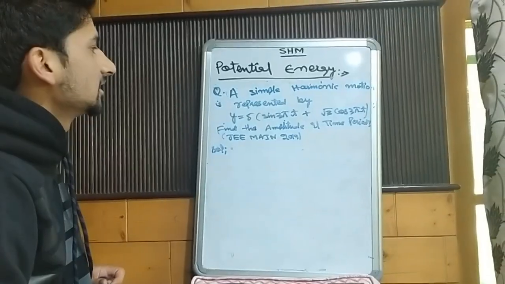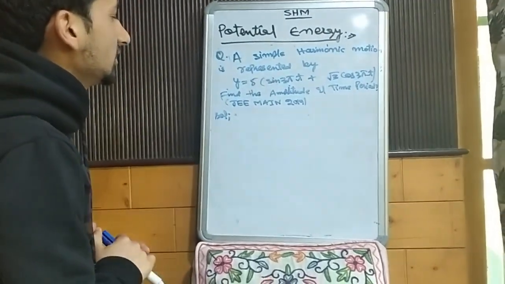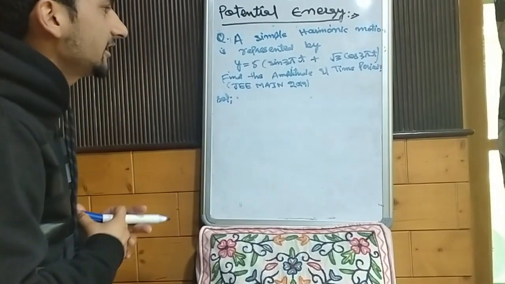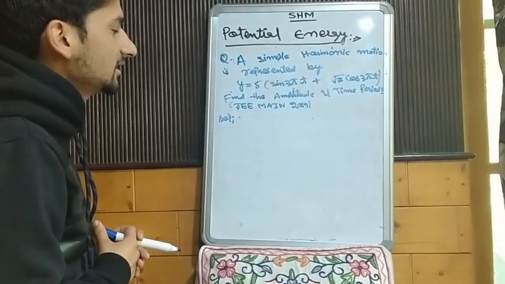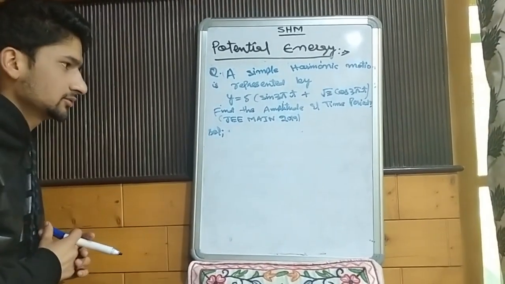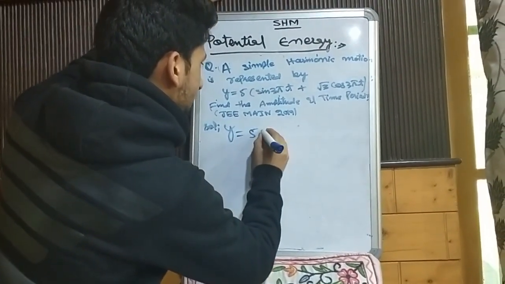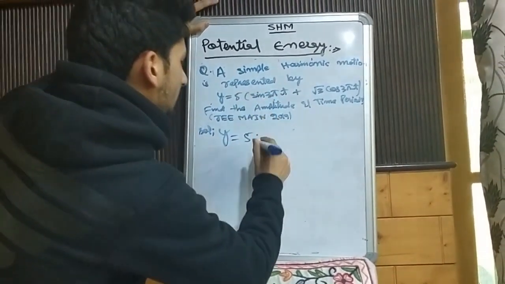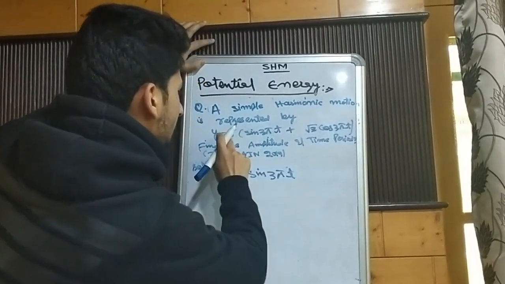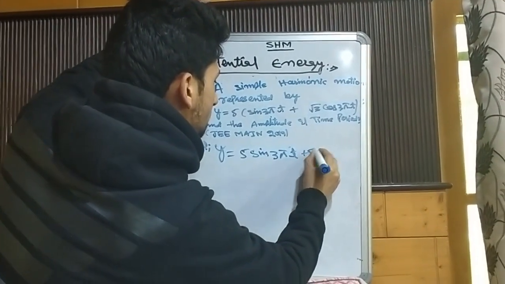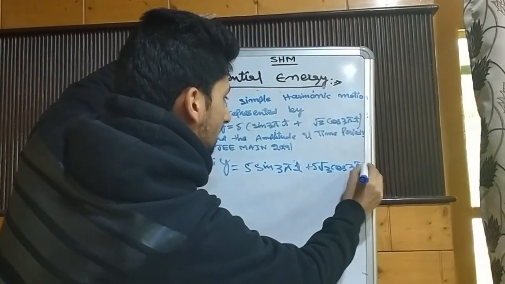Now we are given a question: a simple harmonic motion is represented by y equal to 5 (sin 3πt + √3 cos 3πt). We have to find the amplitude and time period for this motion, and this question was asked in JEE Main 2019. So the equation we are given is y equal to 5 times the bracket, and this 5 gets multiplied to both the terms: 5 sin 3πt, plus 5√3 cos 3πt.